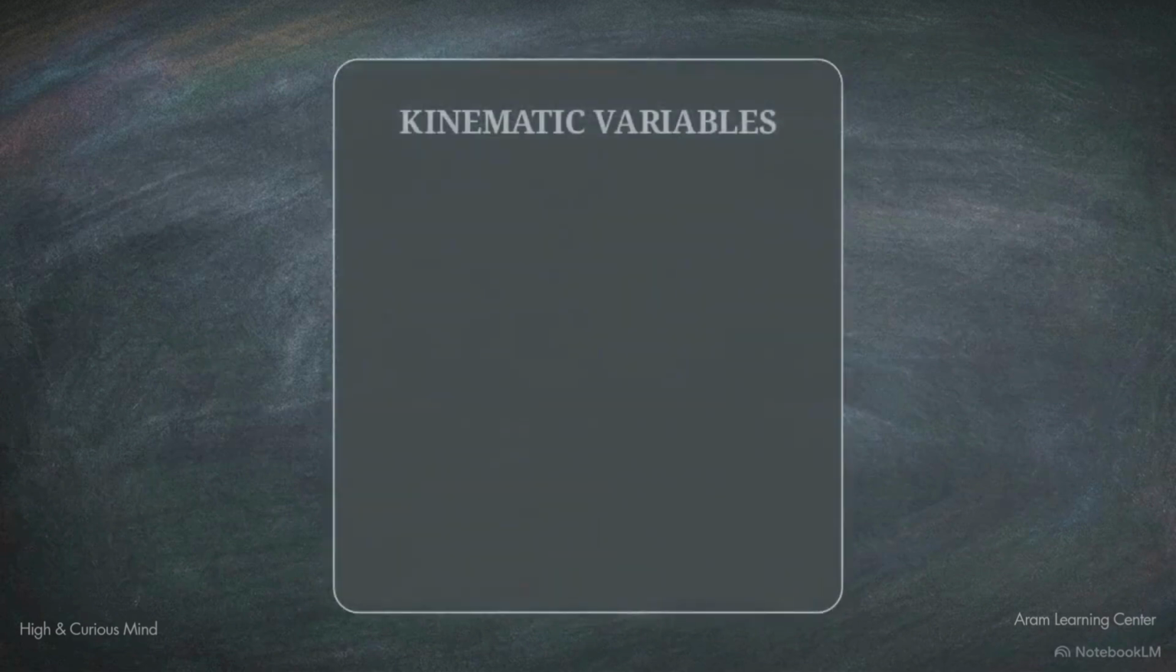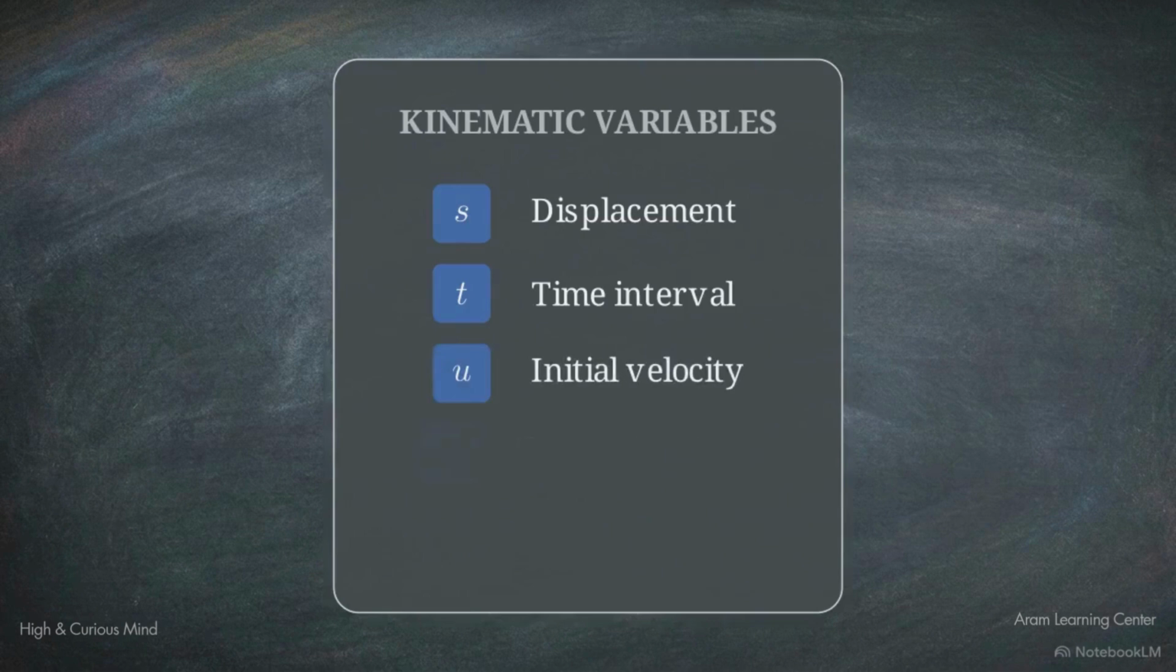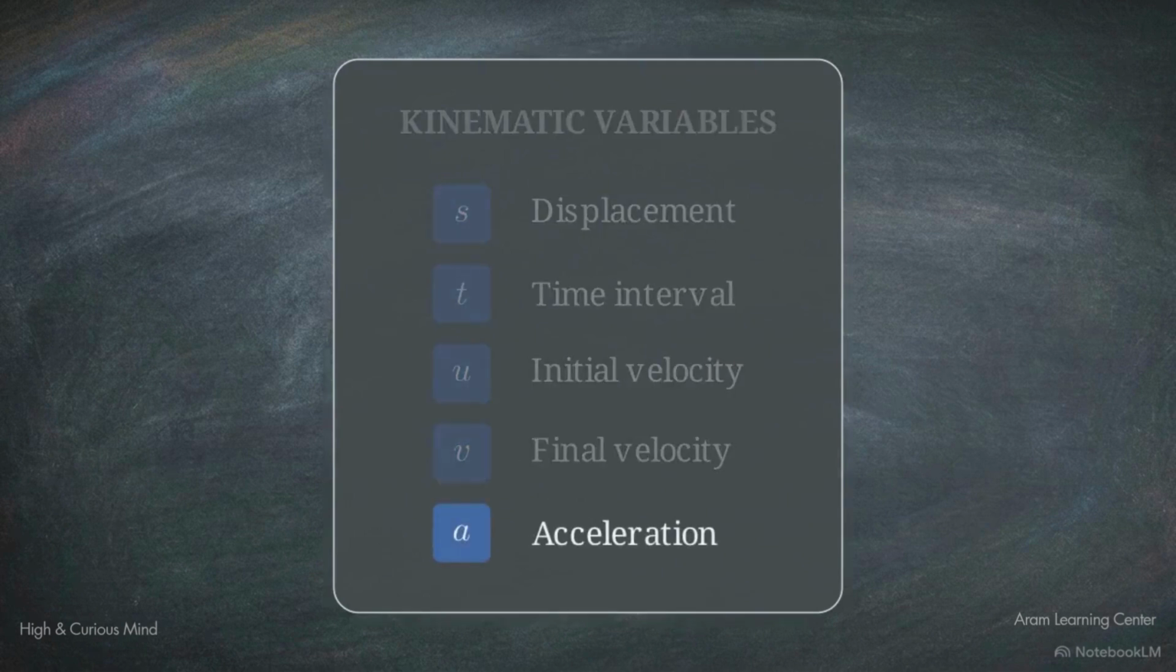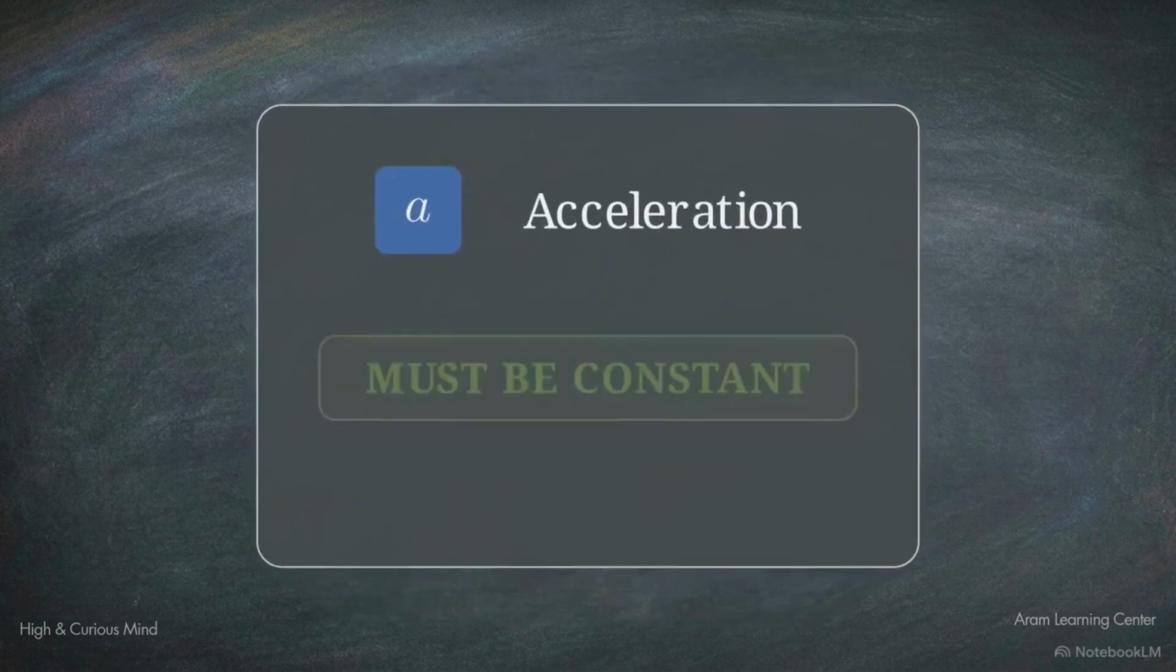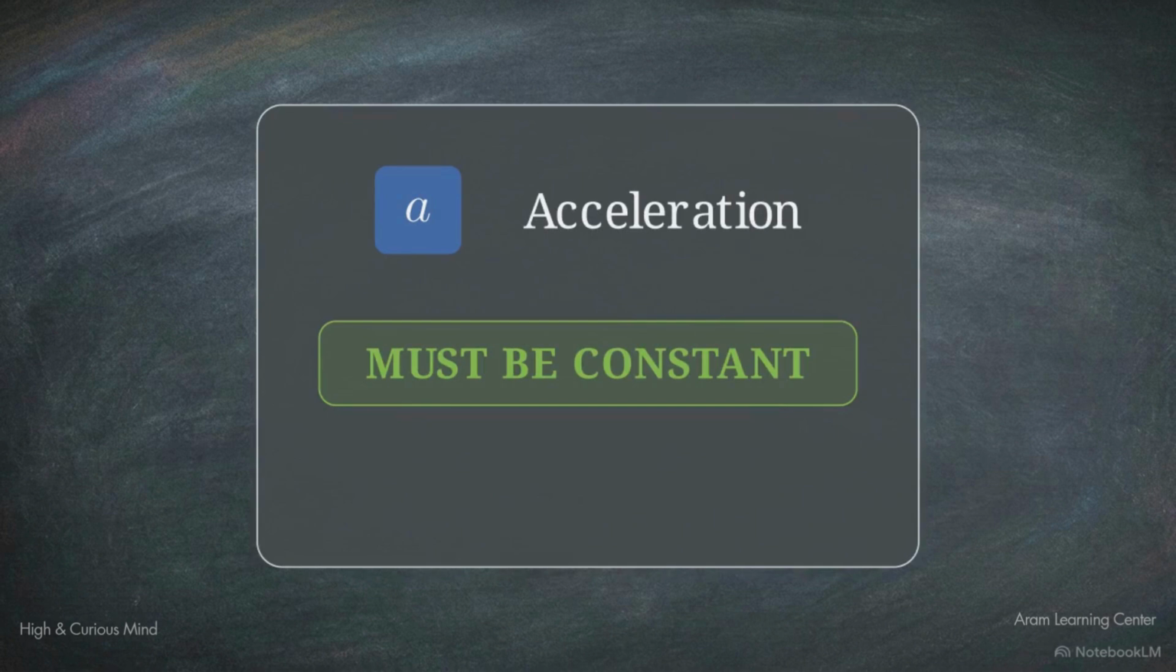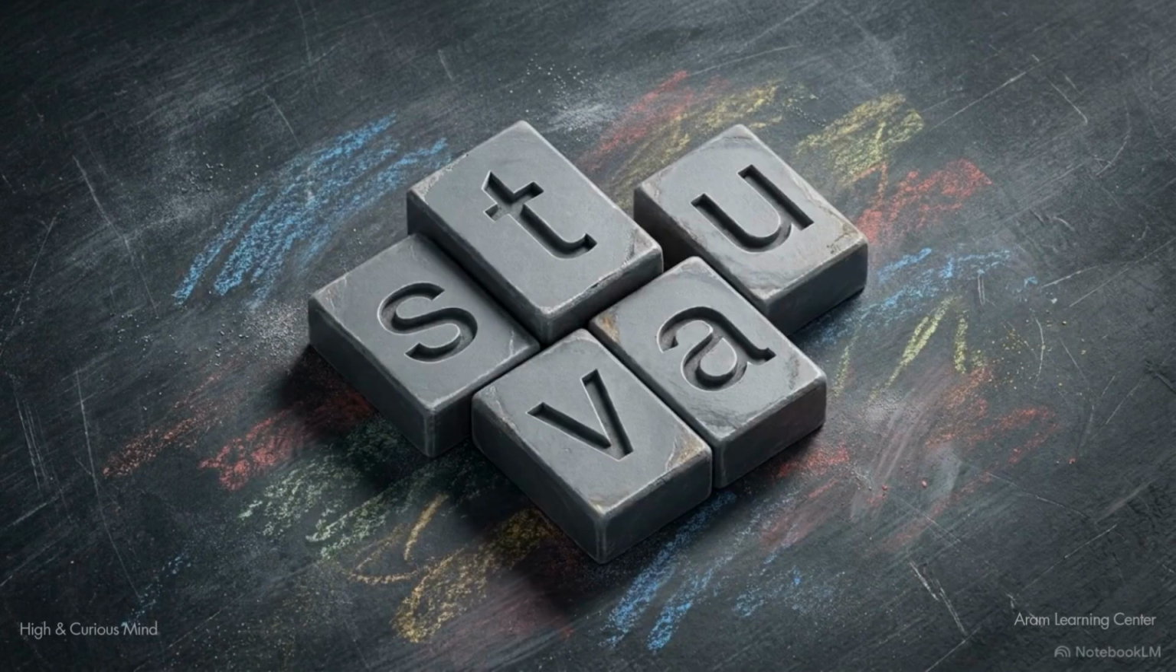To use them, look at 5 specific variables: displacement, labeled s, time interval, t, initial velocity, u, final velocity, v, and acceleration, a. The strict rule: these equations work only if acceleration remains absolutely steady. If acceleration changes, the tools break. Knowing these 5 variables sets the board. Now we need to see exactly how they link together to calculate the outcome.